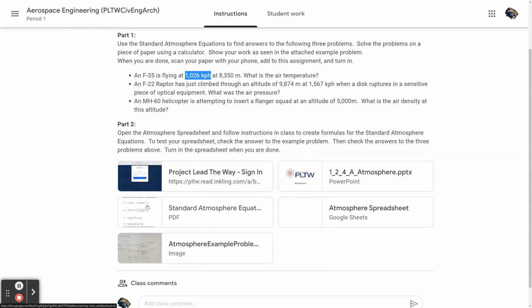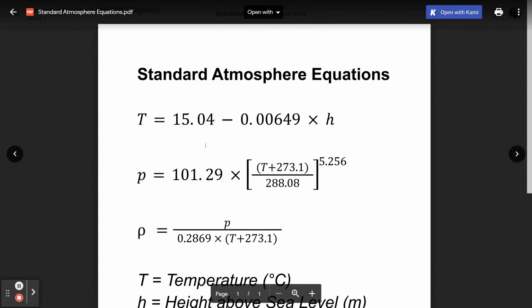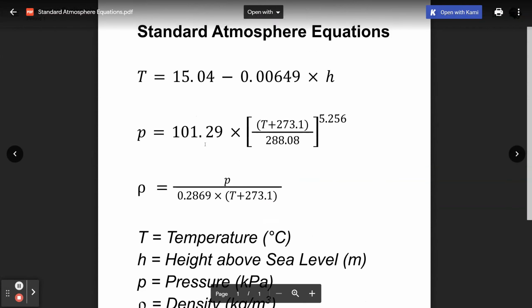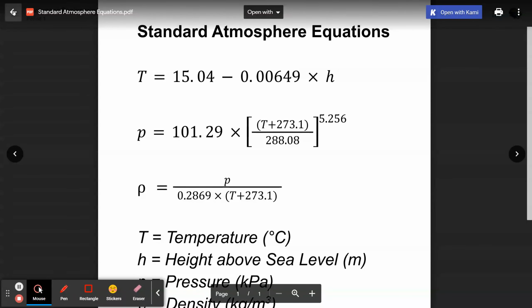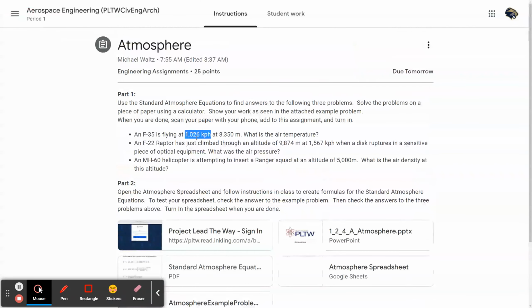So I rewrote them in a PDF, and it's here for you. So there are the equations. You can see they don't look quite as nasty as they do in the original. Okay, so there are the equations you're going to use. Great. So the first part of your job: do the problems on paper.